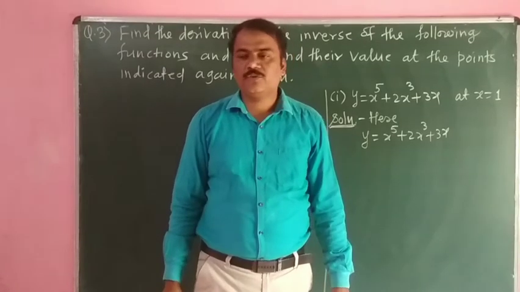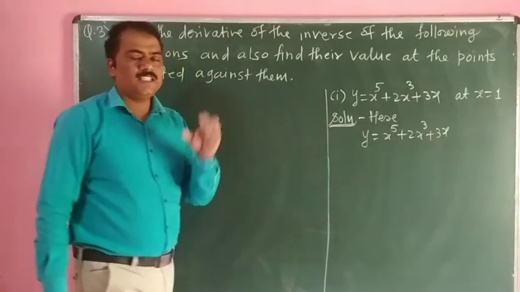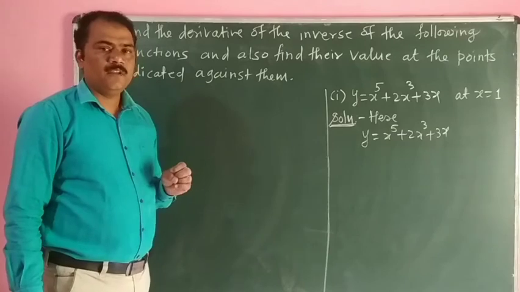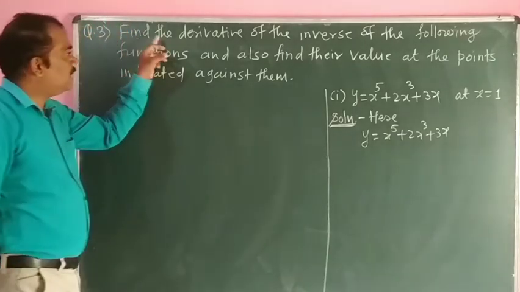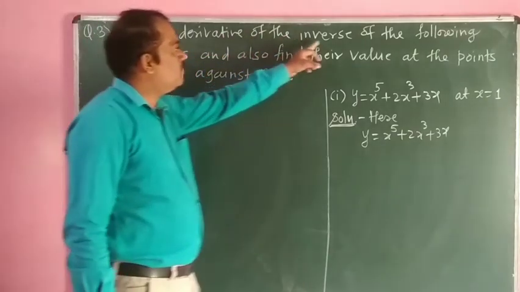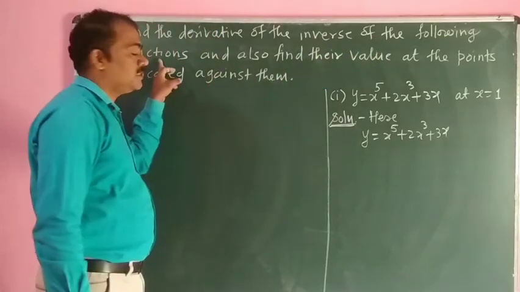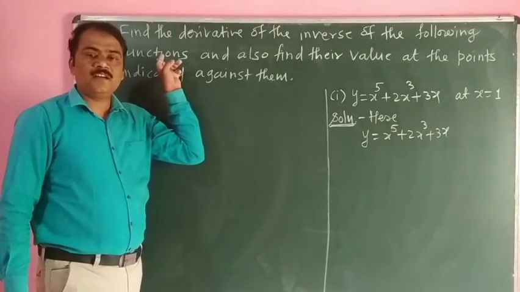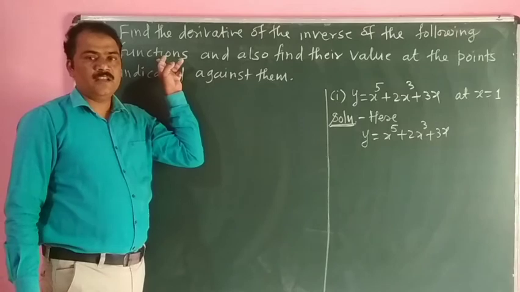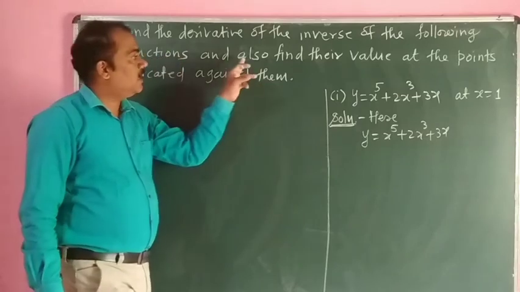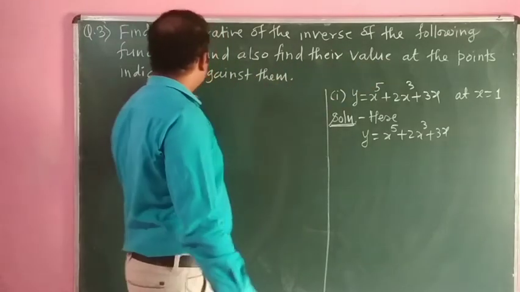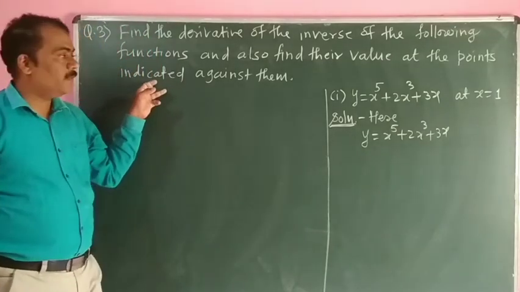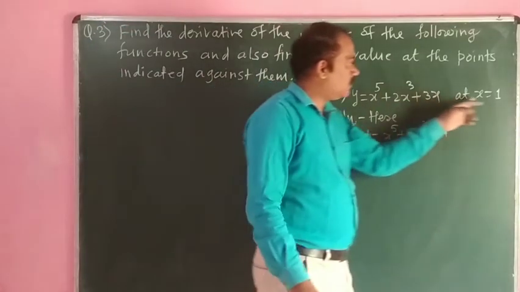Now we have to discuss question number 3. First, understand question number 3. What is question number 3? Find the derivative of the inverse of the following functions. It means we have to find the value of dx by dy with the help of the given function. Also find the value at the points indicated against them. Here the indicated point is x is equal to 1.